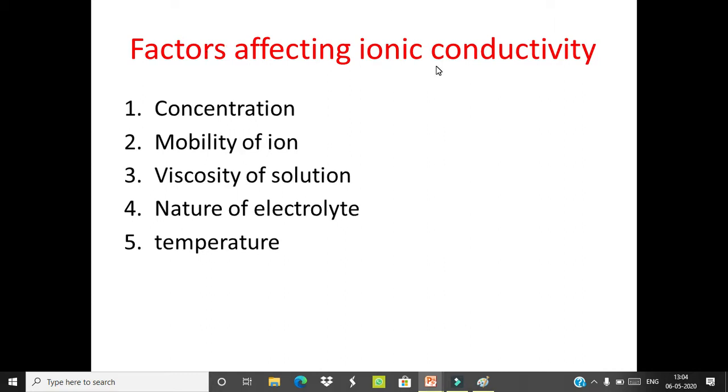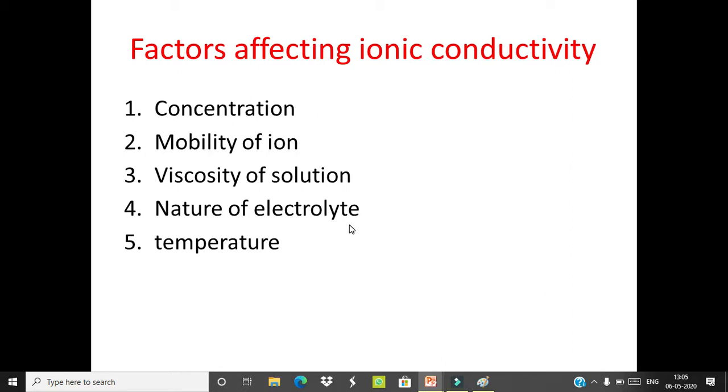Now, the factors which affect the ionic conductivity are concentration, mobility of the ions, that means movement of the ions, viscosity of the solution, nature of the electrolyte, whether the electrolyte is polar or non-polar, whether the electrolyte is strong or weak, and the temperature. So these are the factors which affect the ionic conductivity. As we increase the temperature, ionic conductivity will also increase.